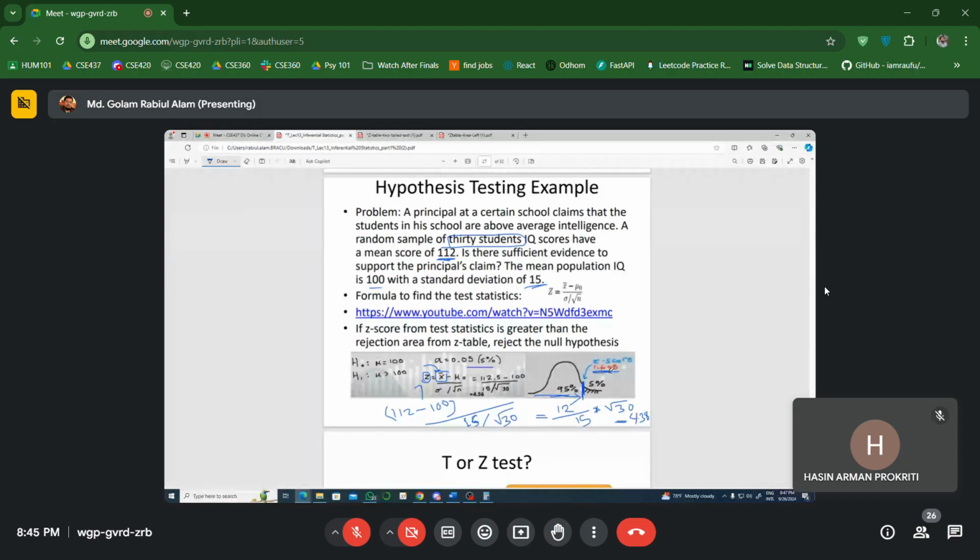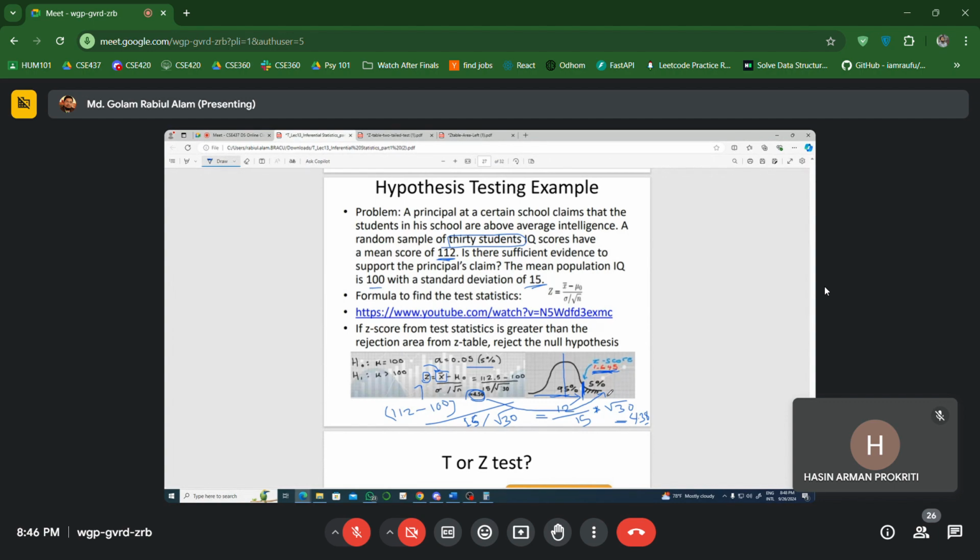We can see that actually this value is larger than this one. That means our Z score will fall in the rejection area. This is 1.645 standard deviations from the mean, but our statistic falls at 4.38 standard deviations from the mean. So that is also far from 1.645. If it is in the rejection region, then we have to reject the null hypothesis.